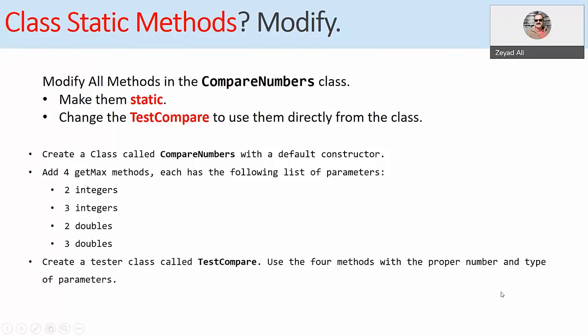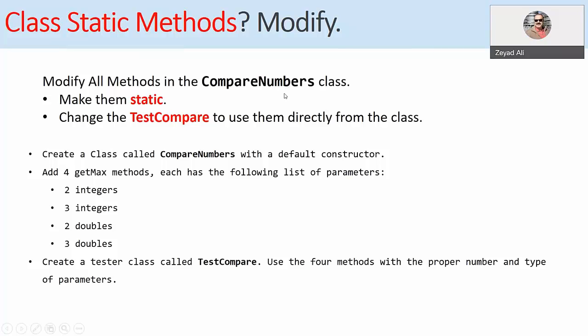Excellent. Here, I did this example in a previous session, compare numbers. And the purpose was to learn method overloading, where we had a method to compare 2 integers, 3 integers, 2 doubles, and 3 doubles. Before, we created an object called compare numbers. But now, there are many cases where you want to create things to be static. No need to create an object. You can use it anytime. Does that make sense? From the class name, directly, you can make your own library.